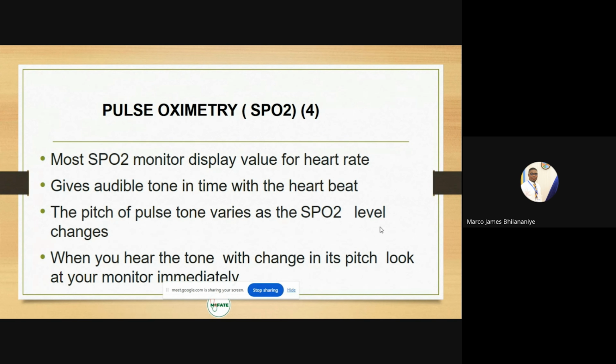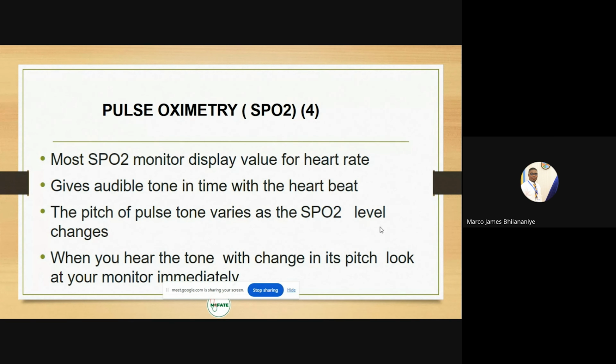Next slide. Most oxygen saturation monitors just display values of heart rate. In most cases I have visited, you find the patient has a pulse oximetry only. Through that pulse oximetry, they are looking for oxygen saturation and the heart rate. So wherever you're using the pulse oximetry, you get the number of heartbeats.